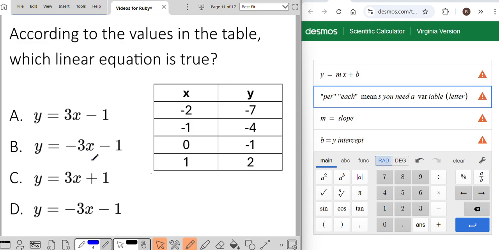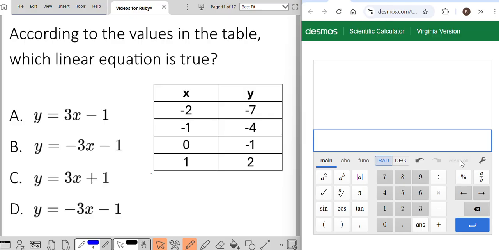According to the values in the table, which linear equation is true? Well, let me just give you some quick advice. If you see an equation or equations and a table, go to Desmos. The first thing I'm going to do is type in each of these equations. The first one was y equals 3x minus 1. The second, y equals negative 3x minus 1.